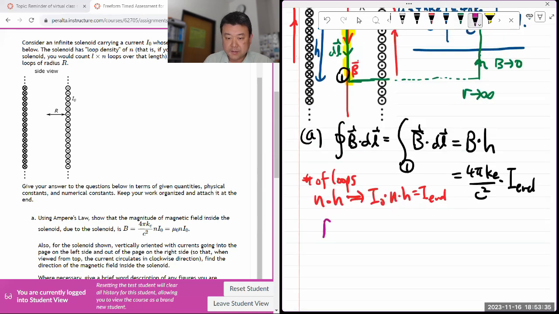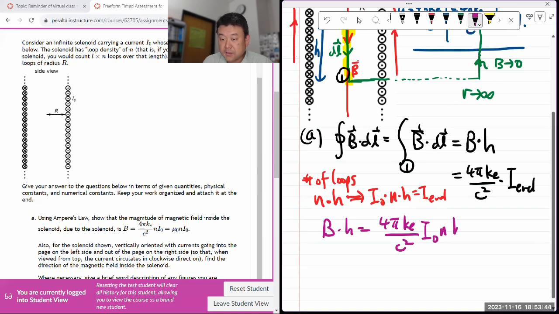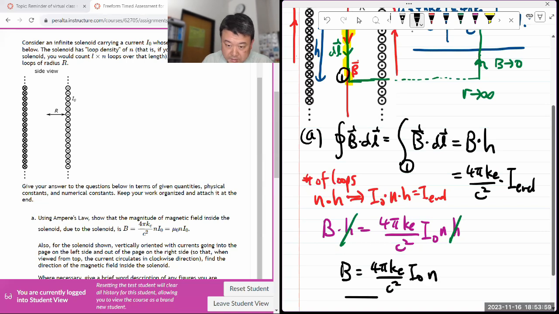Left-hand side, B times h is equal to right-hand side, 4 pi ke over c squared times enclosed current, I naught nh, and I see this beautiful cancellation. The arbitrary parameter h cancels out. So I get the expression B is equal to 4 pi ke over c squared I naught n. And that is the same expression as what we have here, in some ordering. So that's the correct answer.